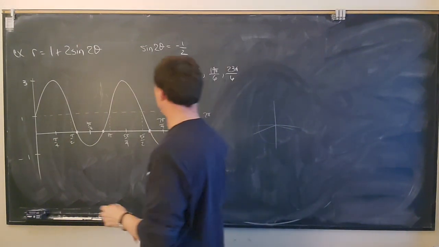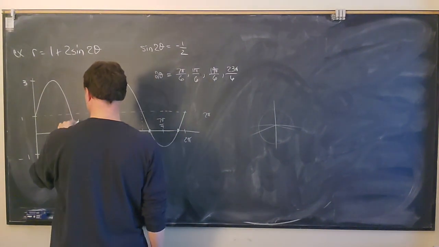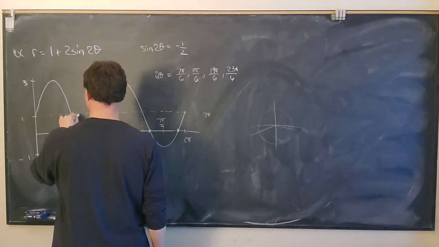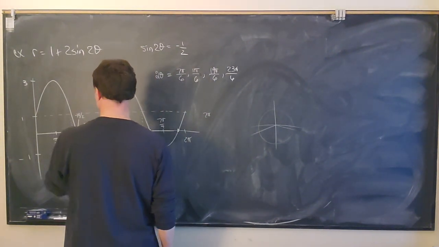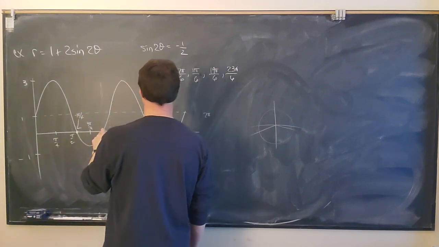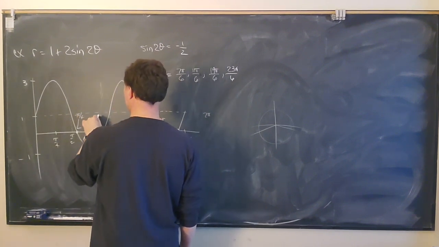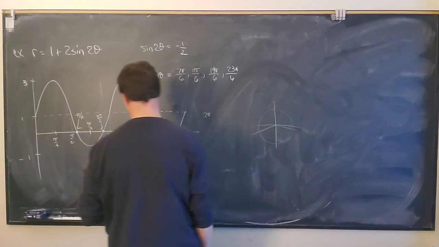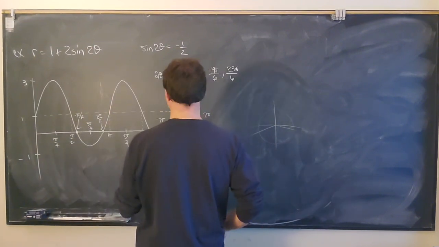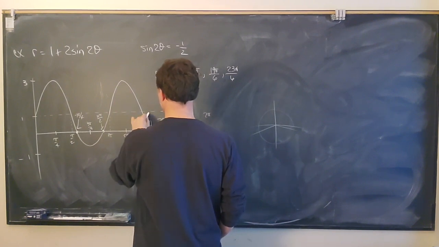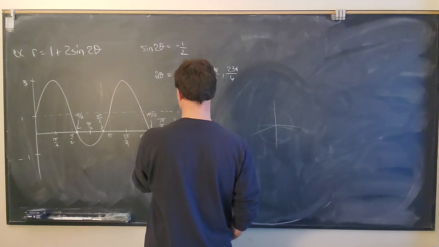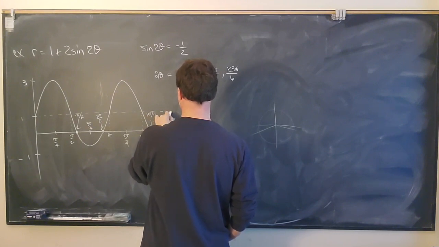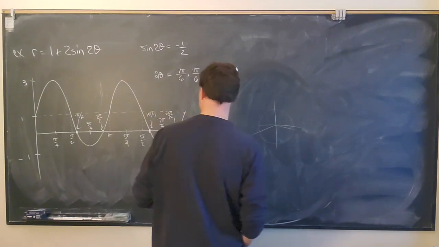And so that tells me then that we divide everything by 2, right? That's going to tell me that this one right here is 7 pi over 12. That one right there is going to be 11 pi over 12. And then I get 19 pi over 12. And here is going to be 23 pi over 12.